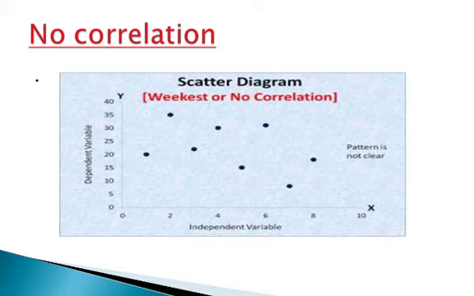No correlation. You can see here there is no pattern in the way the points are lying. There is no correlation between the variables x and y. As a result, there can be no line of best fit.